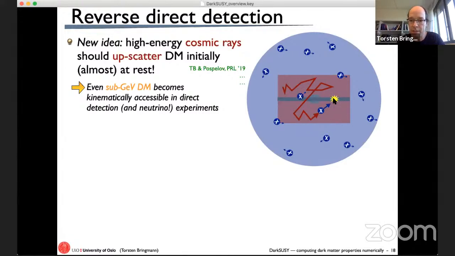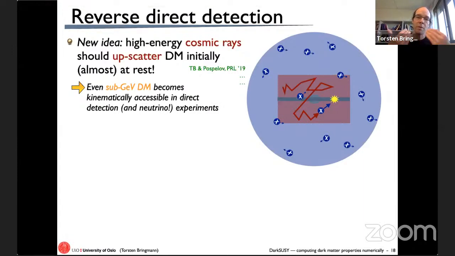This is the galactic center. This is where we are. This is the dark matter halo. And the idea is simply that these cosmic rays, the red ones, of course are relativistic. And if you think about direct detection, this is something where you're basically measuring elastic scattering between nuclei and dark matter particles.